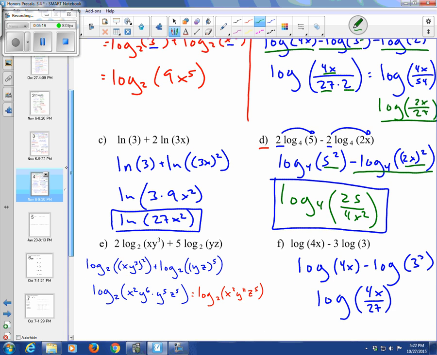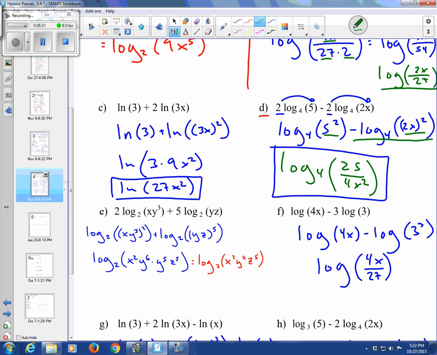Right here, looking at C, we've got the addition of two natural logs, right? And first what we want to do is take that multiplication of 2 and bring it inside and make it an exponent of 2. Now that exponent of 2 is applied to everything that's inside that natural log. So right here we're actually squaring 3x, which is going to give us 9x squared. And then when we condense these two natural logs to one logarithm, we will be multiplying in the numerator since they're both positive, and we'll get the natural log of 27x squared.